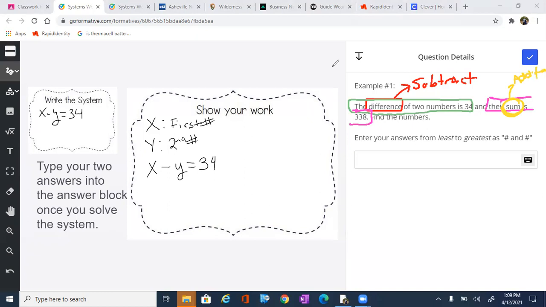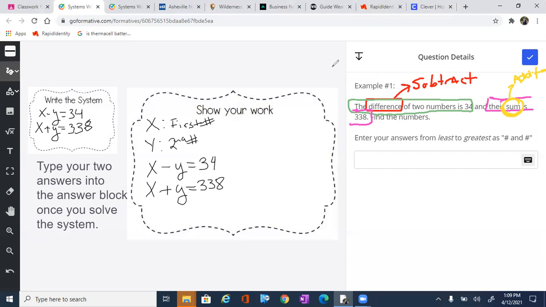So in other words, if we subtract them, we get 34. If we add them, we get 338. So I'm going to go back and say, what if we take the first number and add it to the second number? That is going to be our equation for this word problem. So there's our system of equations.